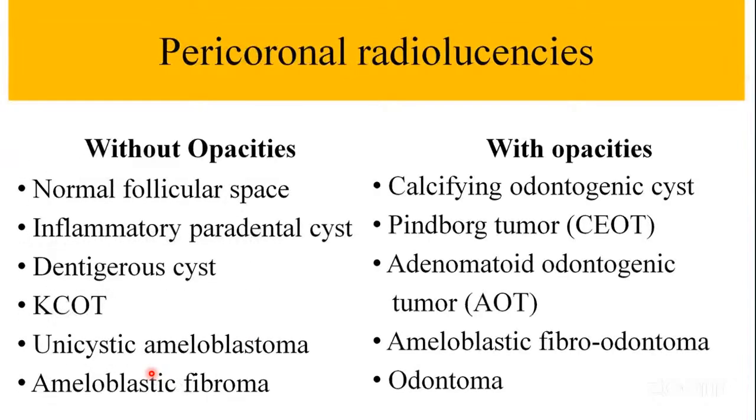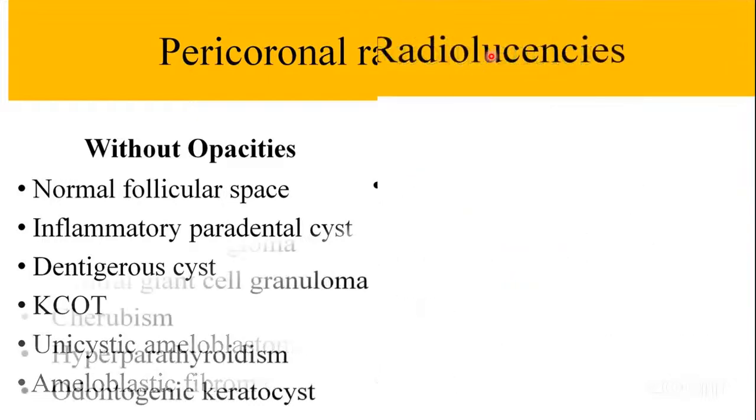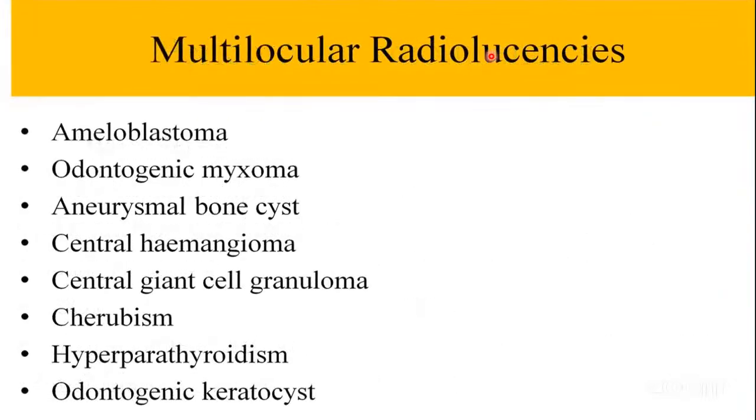Then comes your pericoronal, that is surrounding the coronal portion of the tooth, most commonly an impacted tooth. Okay, so without opacities, with opacities, you have different categories. So I have quoted a few examples for you. And then comes your multilocular radiolucencies. Multilocular, I've already discussed with you, right?